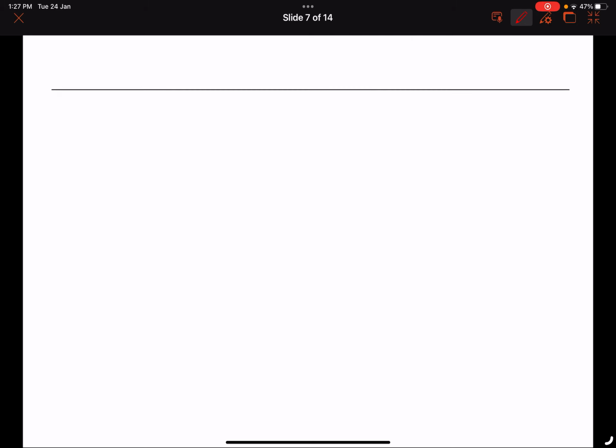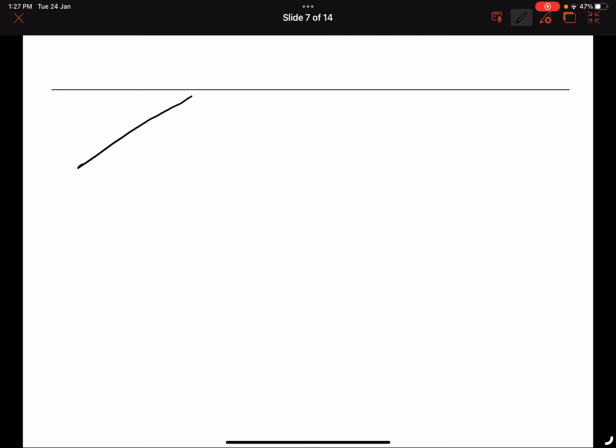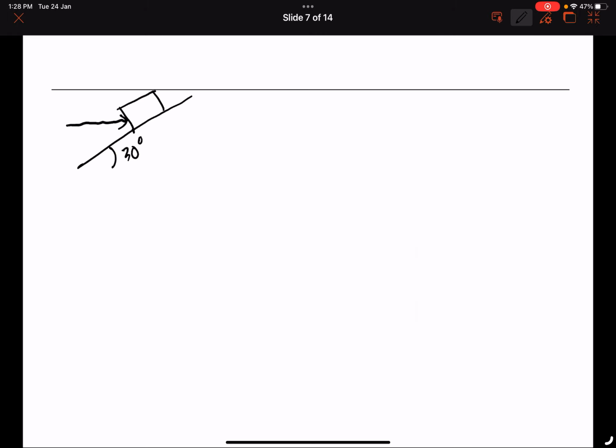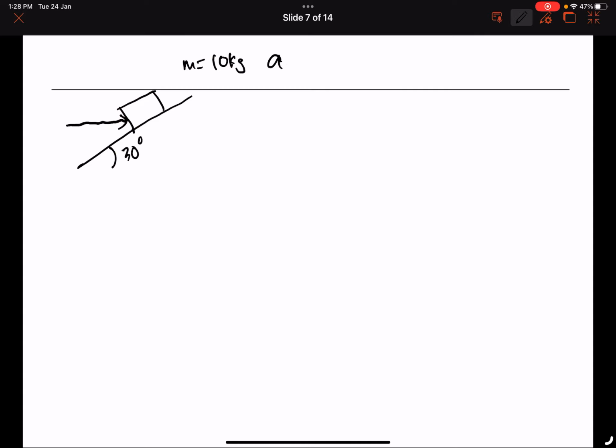So let's say you have this one. I draw it again here: the box has a mass of 10 kilogram, the acceleration is 2 meter per second square, and the mu is 0.2. This is what you have to redraw again.